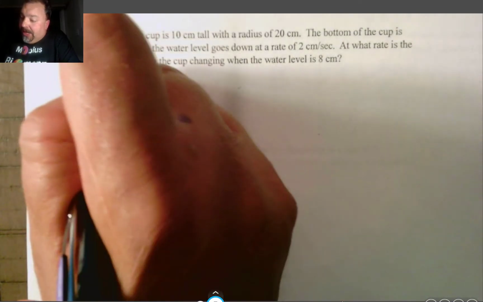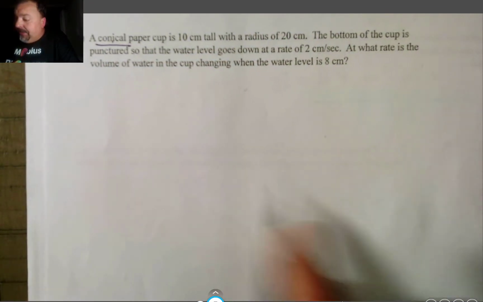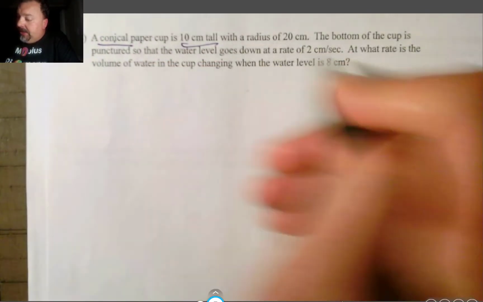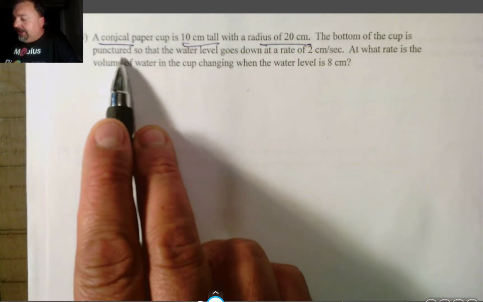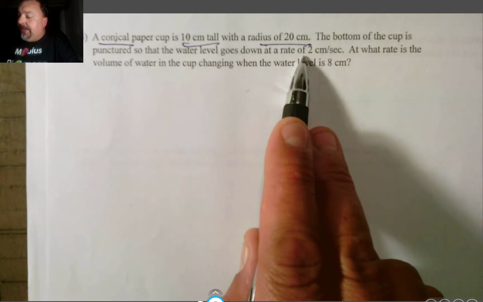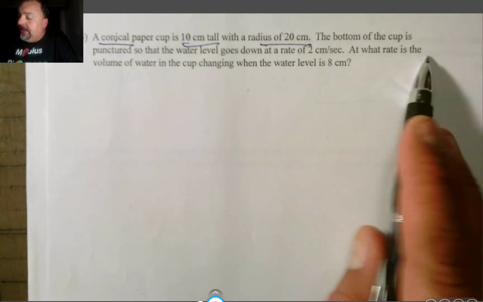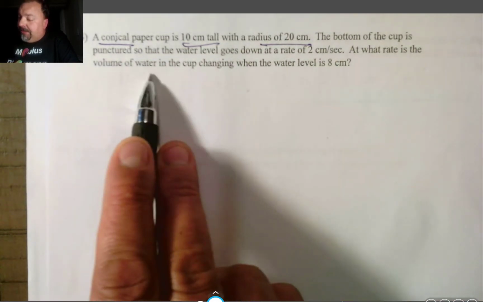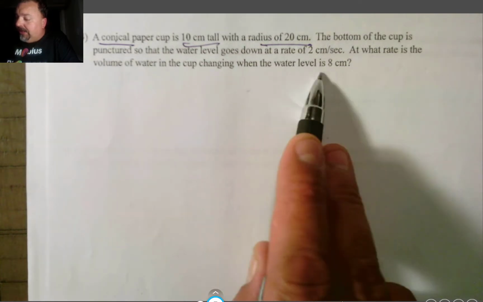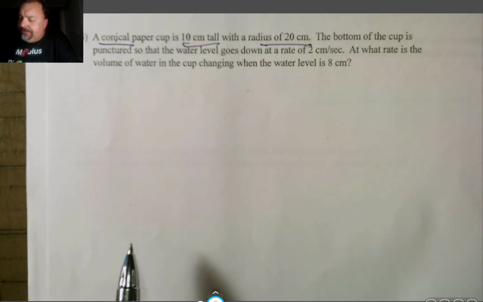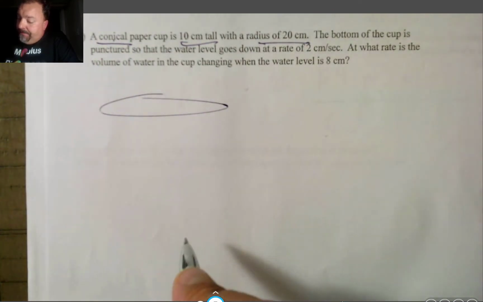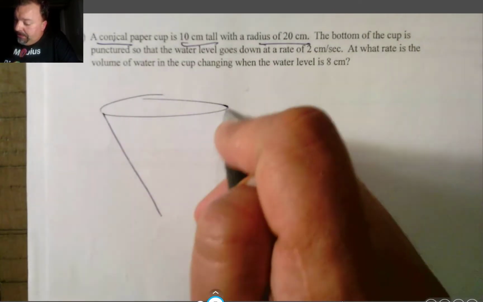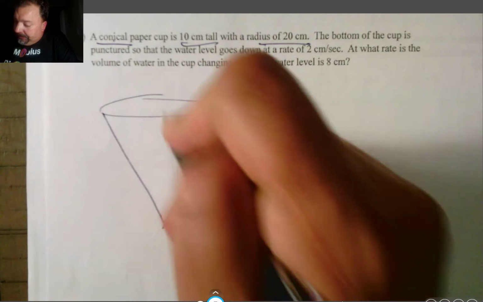So here we're talking about a conical paper cup, and it's 10 centimeters tall with a radius of 20, and the bottom of the cup is punctured, so the water level goes down at a rate of 2 centimeters per second. At what rate is the volume of the water in the cup changing when the water level is 8 centimeters? So we're going to have our cup here. It's a cone. Draw a picture.